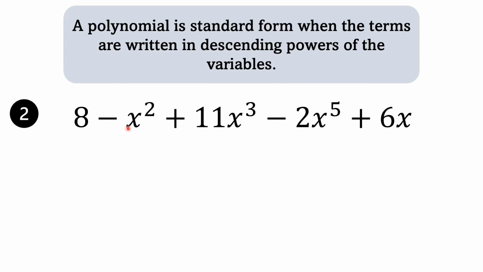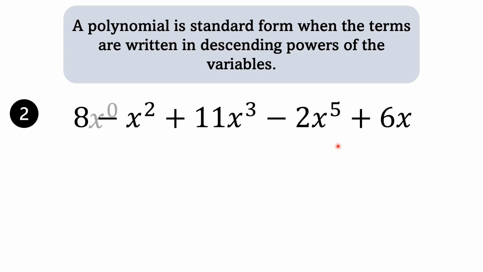8 minus x squared plus 11x cubed minus 2x raised to 5 plus 6x. So the powers of the variables, you have 0, 2, 3, 5, 1. Obviously, they are not arranged in descending order. So let us write them in descending order by identifying the highest power of the variable, the term with the highest power of that variable x.